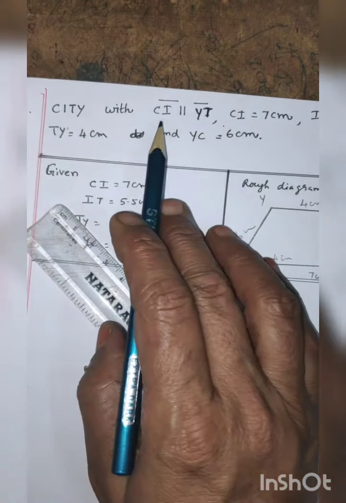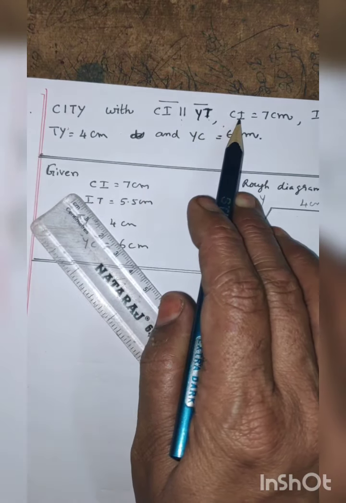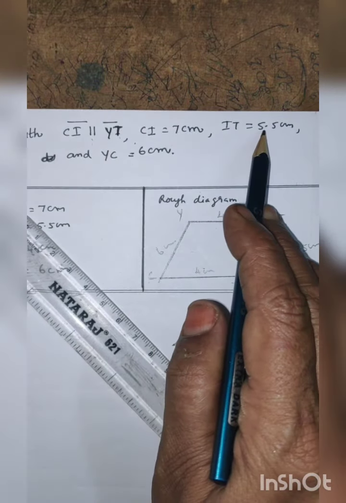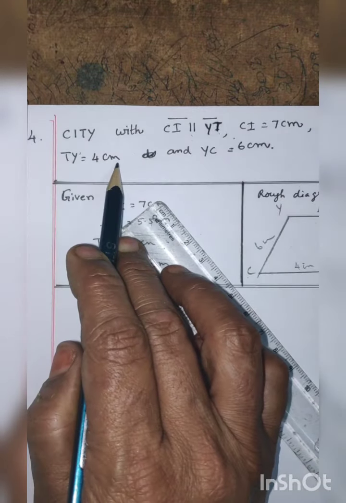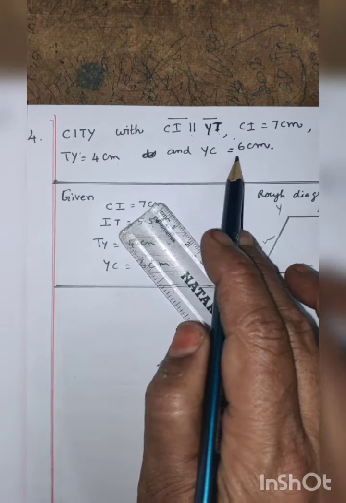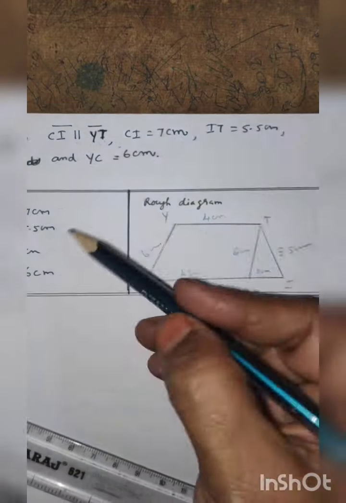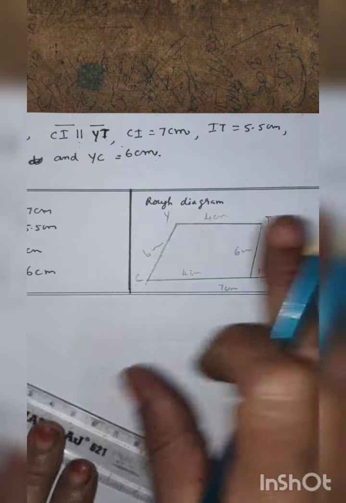Construct trapezium CITY with CI parallel to YT. CI equal to 7 centimeter, IT equal to 5.5 centimeter, TY equal to 4 centimeter and YC equal to 6 centimeter. What is given? You write it here in the rough diagram. This sum, you must see the rough diagram.